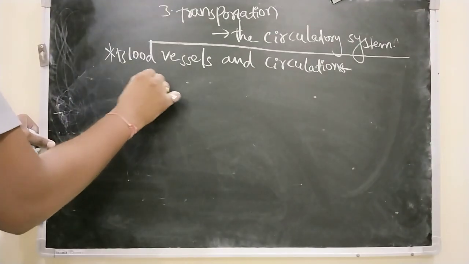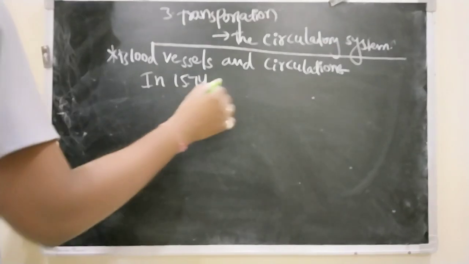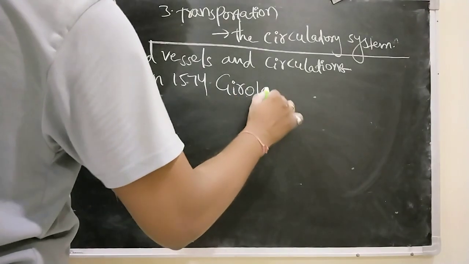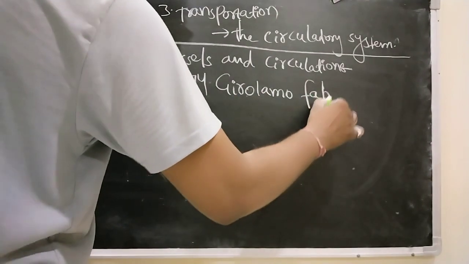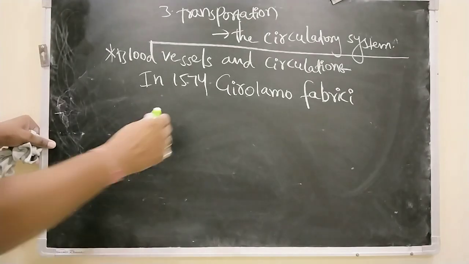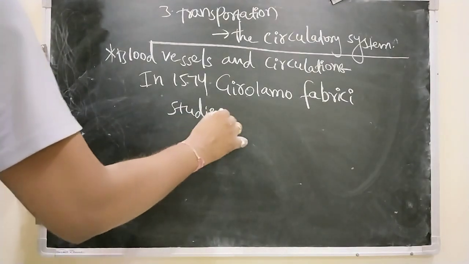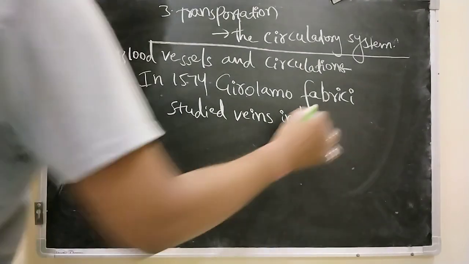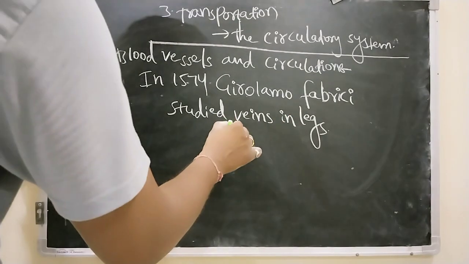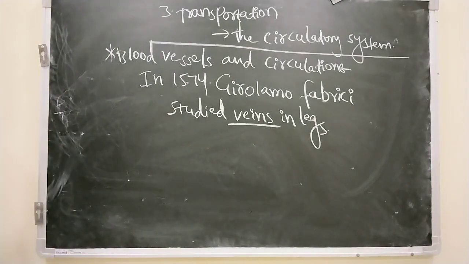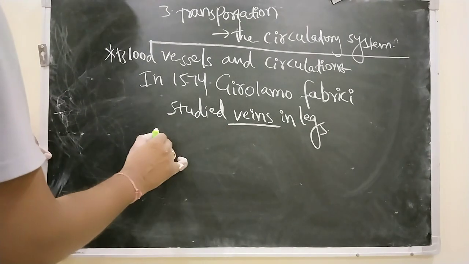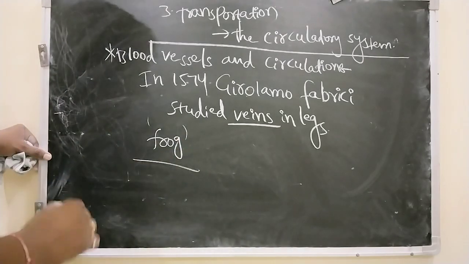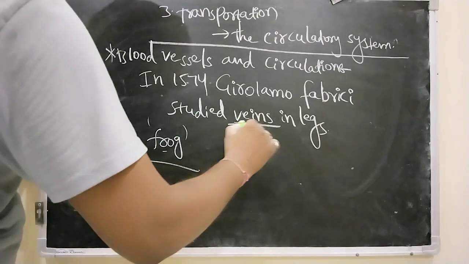Okay, in the year 1574, an Italian doctor called Girolamo Fabrici studied veins in legs and observed that the blood is flowing in one direction only. He selected a frog as the experimental animal, and he studied the veins in its legs.